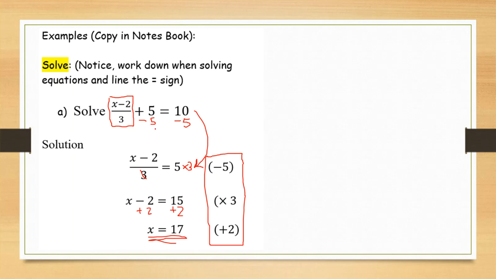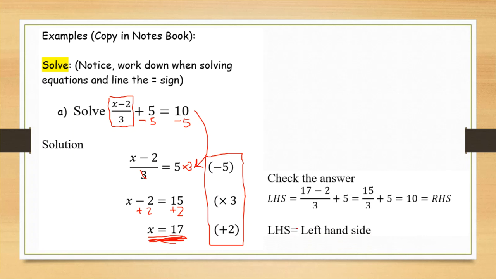So I like to take away 5 from both sides. If you try a different method, just make sure that you get x equals 17. You can always check your answers with equations. So we think x equals 17. 17 take away 2 over 3 plus 5.